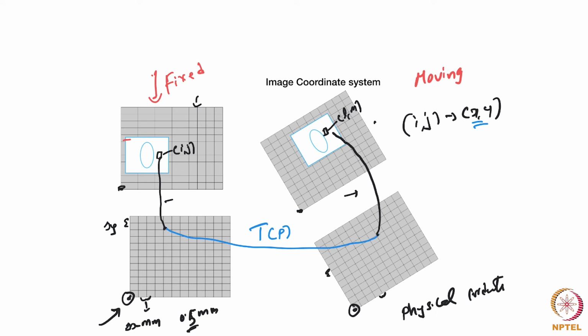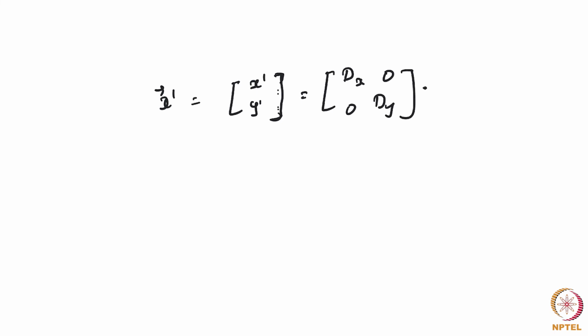So what are these implicit transforms that we are talking about? How do we do that? Let me just write it down quickly. So this x prime, we want to go to, in this case, this is a vector, I write it as x prime, y prime. So you are going from the index to the coordinate, you have this dx 0 0 dy times i comma j. So this is your pixel index. There's a plus ox oy.